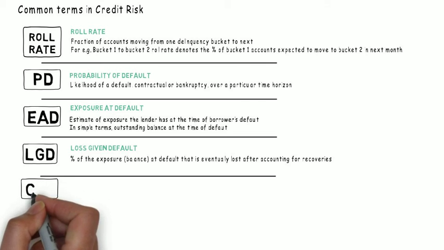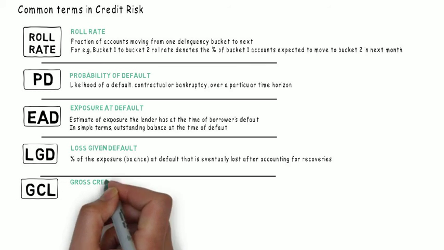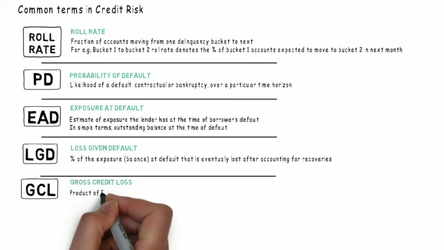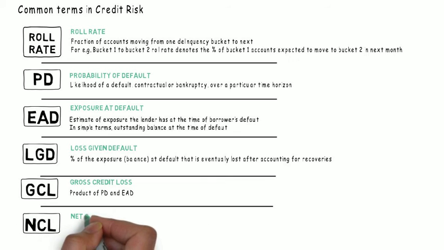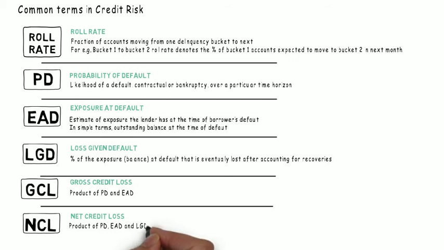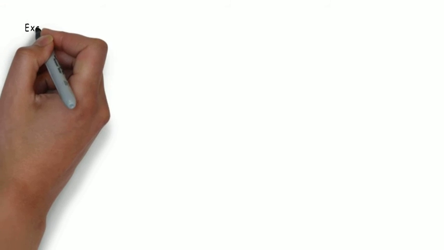GCL is the gross credit loss and it is expressed as the product of PD and EAD. NCL is net credit loss. It can be expressed as the product of PD, EAD and LGD, or it can also be represented as GCL minus recoveries minus asset sales.